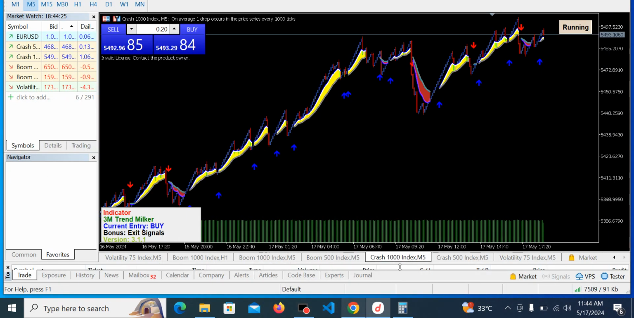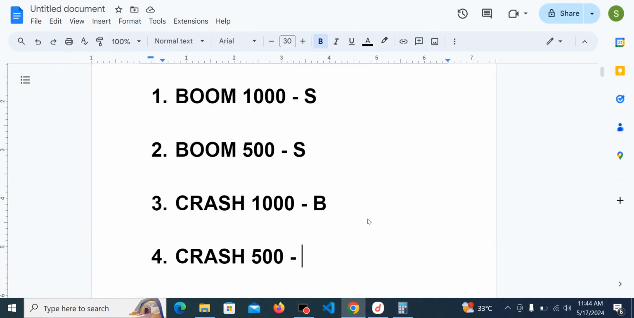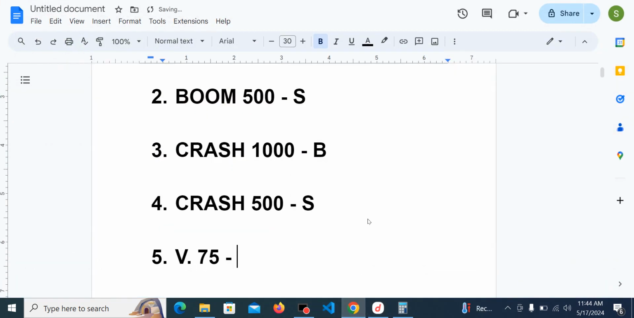Next asset is going to be Crash 500. This is Crash 500. It actually went on an uptrend right from this support zone. After trying it out several times, it went on an uptrend to end at this resistance zone, and right now it is selling at the moment. So this is going to be giving us more of a selling opportunity than a buying opportunity.